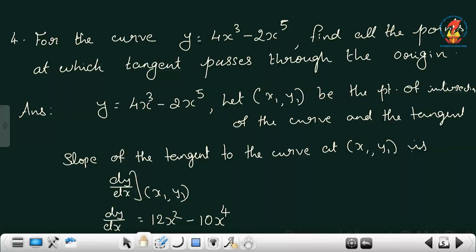Now, we have to give the point. So, dy by dx at this x1 comma y1 is 12 x1 square minus 10 x1 raised to 4.